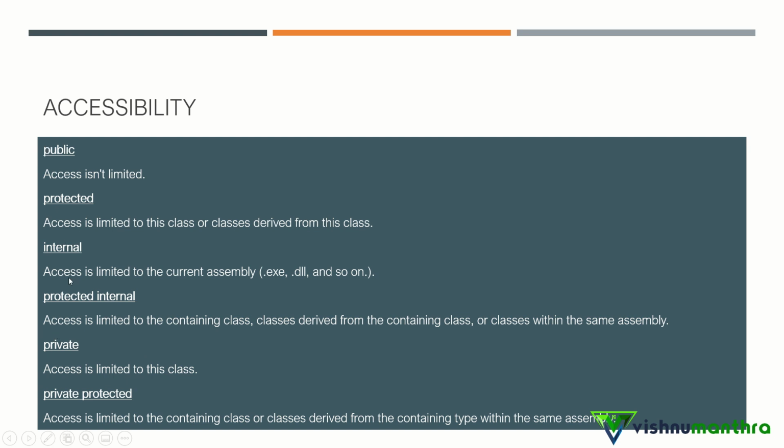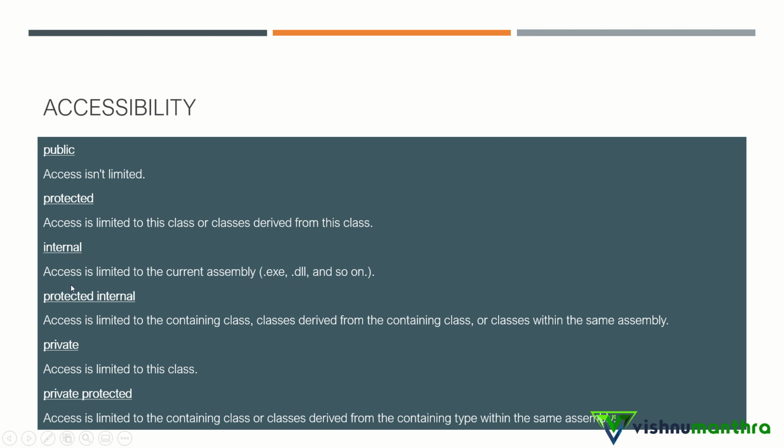Another term coming up here is assembly. If you look at internal, it means access is limited to the current assembly. You might be wondering what internal is and what current assembly means. Current assembly means, as I told you, whenever we are writing C# and using Visual Studio, it will first convert it into MSIL language. In that language, a .dll or .exe will get created as the intermediate.